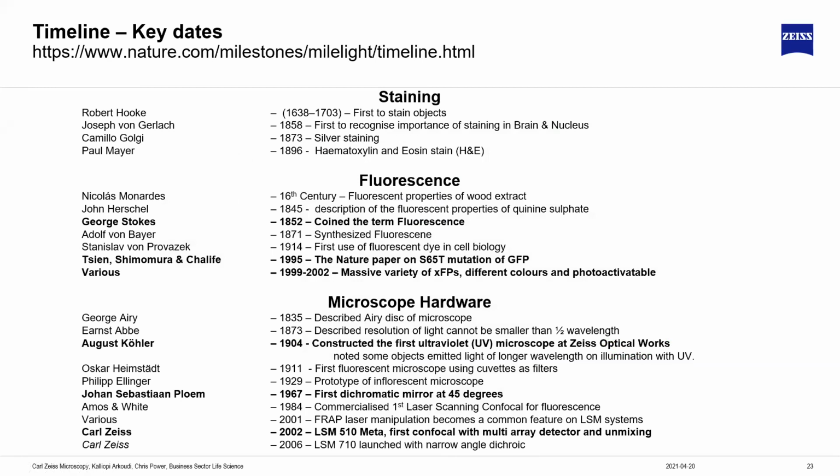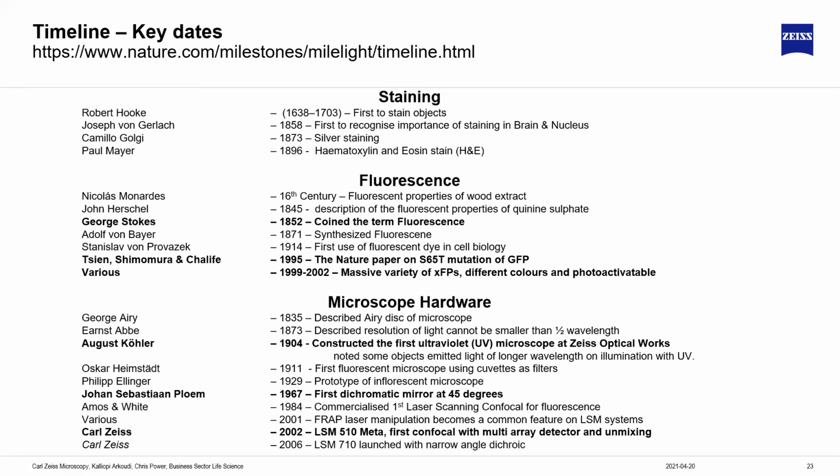But people were beginning to realize that it wasn't specific. It wasn't so easy to get exactly where you wanted. And you could mislabel things. And there were all the issues of labeling. How do you get it into a living sample?